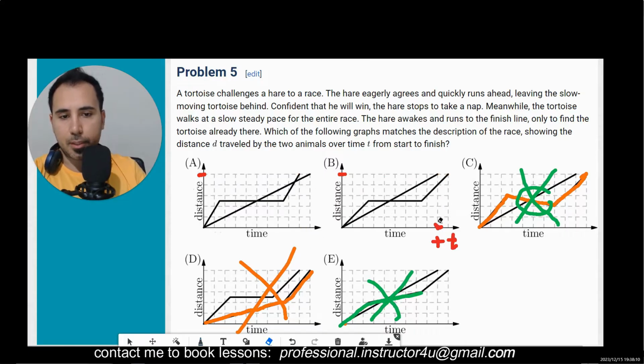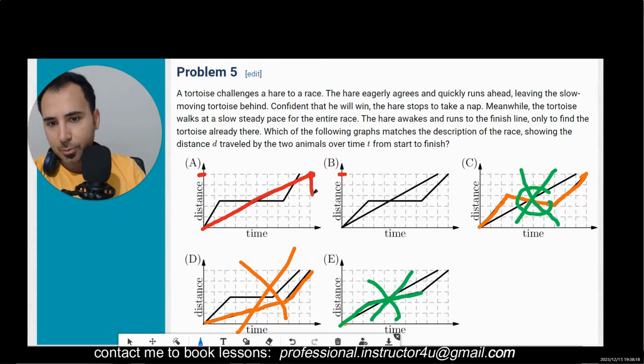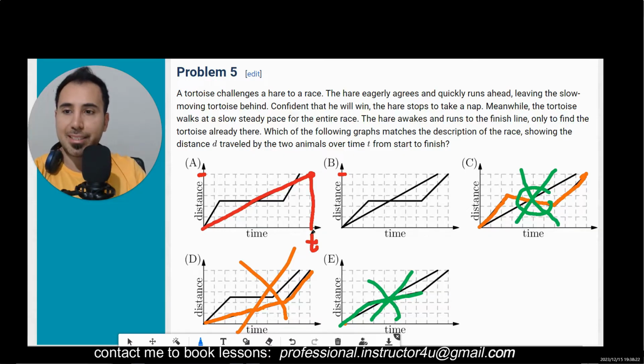Now remember, this one was the turtle, okay, or the tortoise. Now it gets to this position. This will be T. The T for this one is longer. That means the tortoise got second. It took more time, okay?